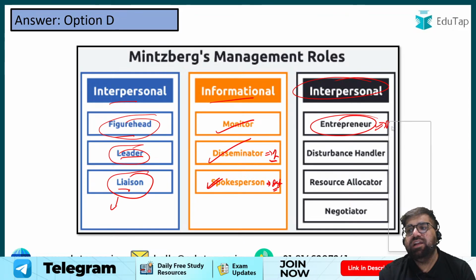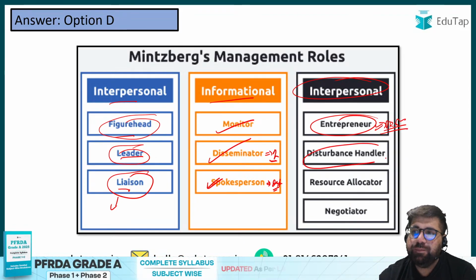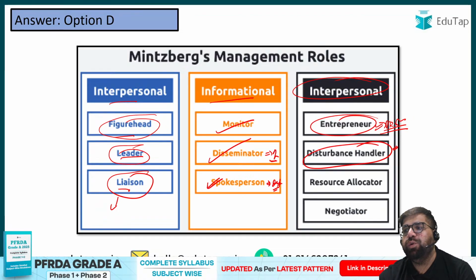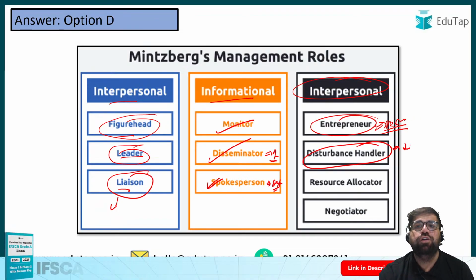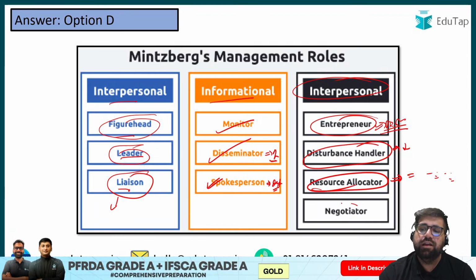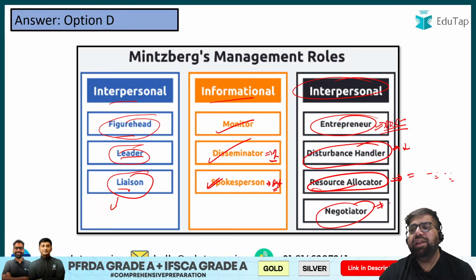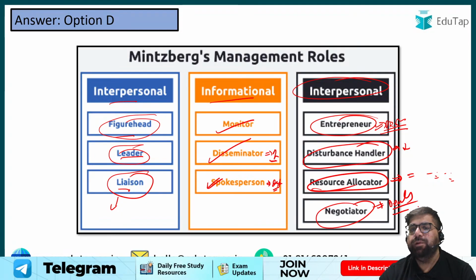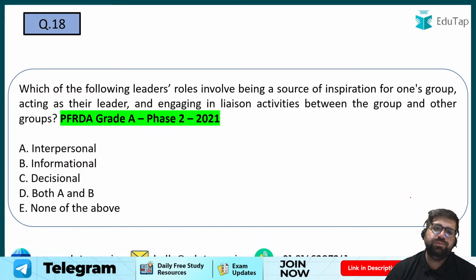Entrepreneur basically means that you are taking risk, you are innovating something for your business. Disturbance handler, it's very easy to understand, you are just making sure that you are reducing the conflict. Resource allocator basically means that you are trying to allocate the resource to different departments. Negotiator basically means that you are trying to get your deals done. Simple, right? Now let's address PFRD Grade A Phase 2 2021 question.